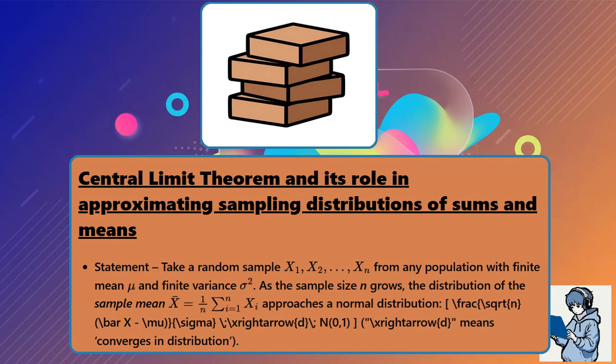Statement: take a random sample X1, X2, ..., Xn from any population with finite mean mu and finite variance sigma squared. As the sample size n grows, the distribution of the sample mean x bar, equal to 1 over n times the sum from i equals 1 to n of Xi, approaches a normal distribution. Square root of n times (x bar minus mu) divided by sigma converges in distribution to N(0, 1). The arrow denotes converges in distribution.